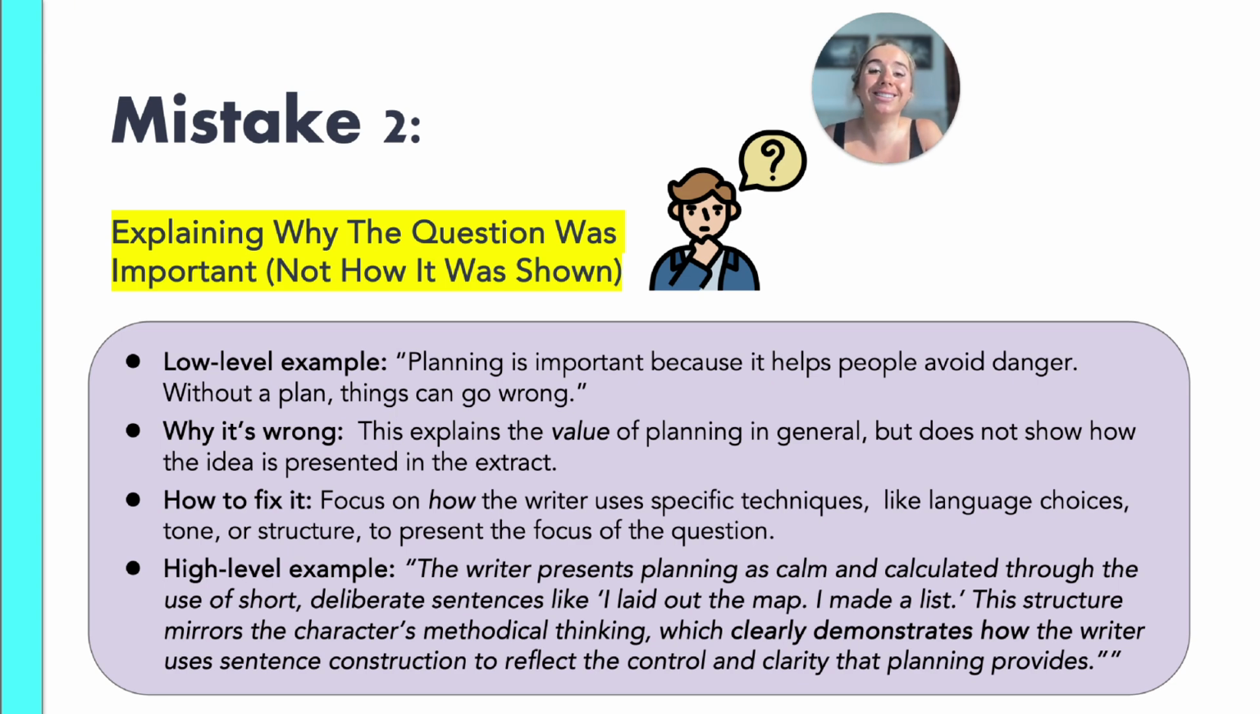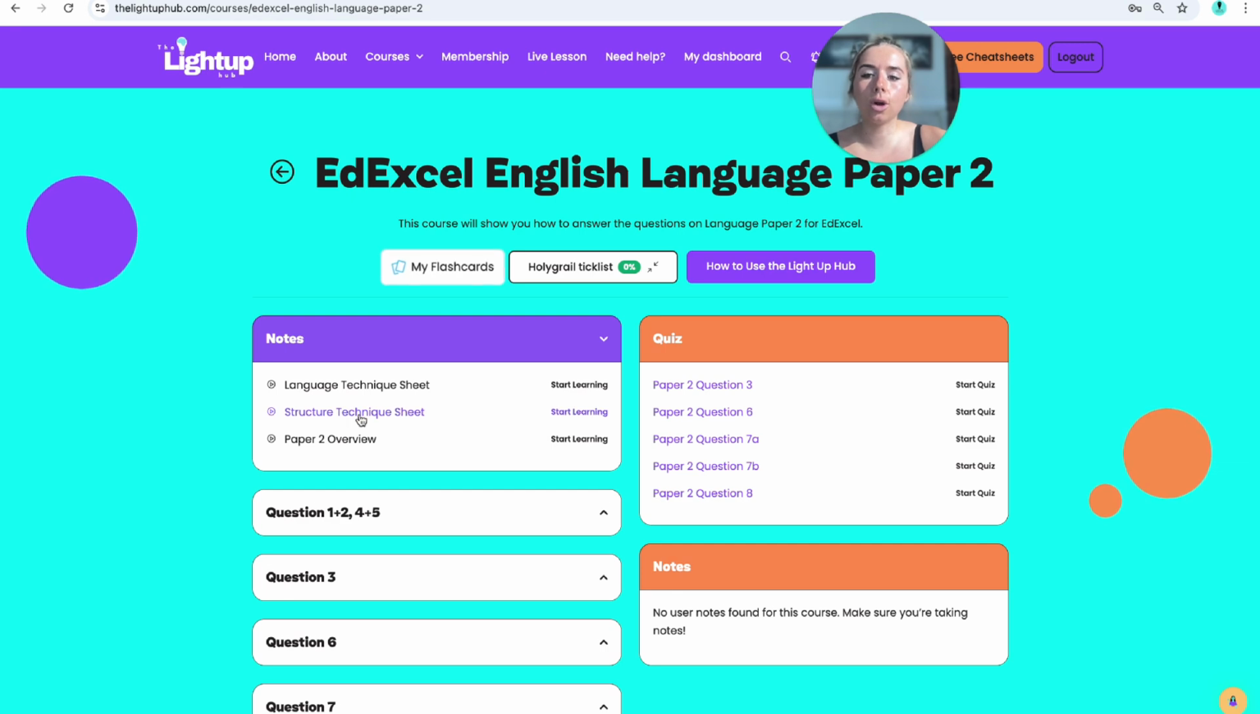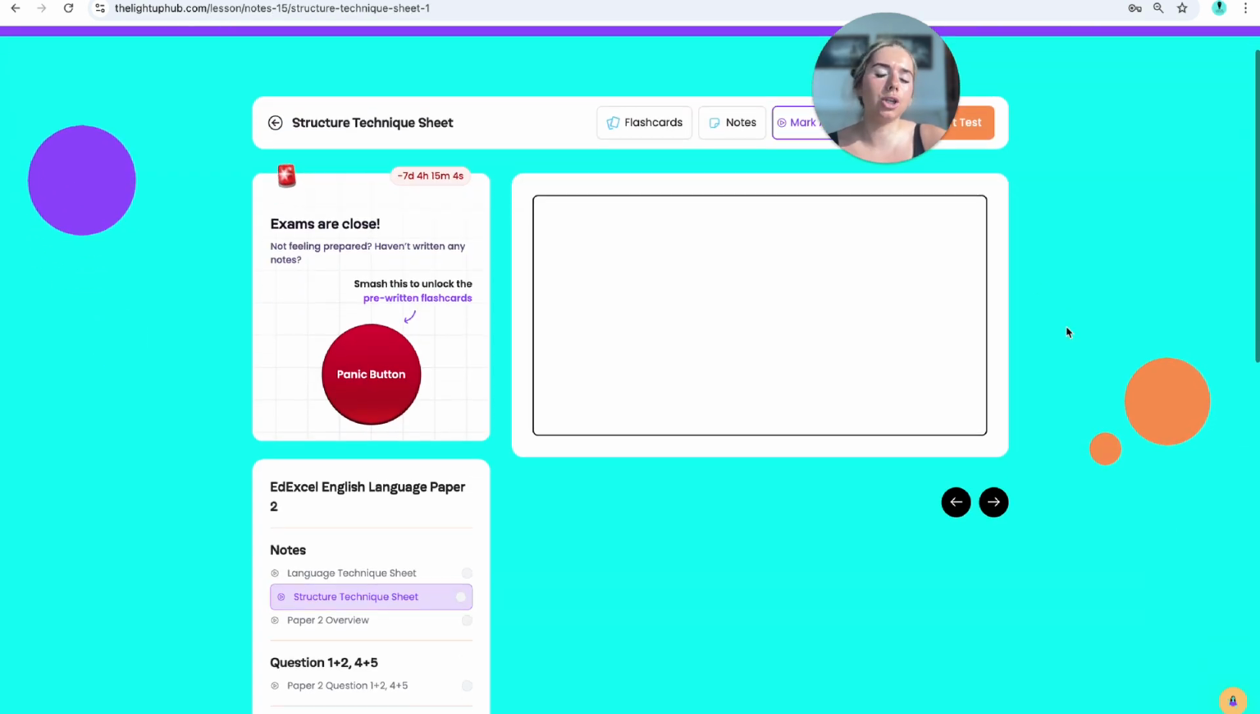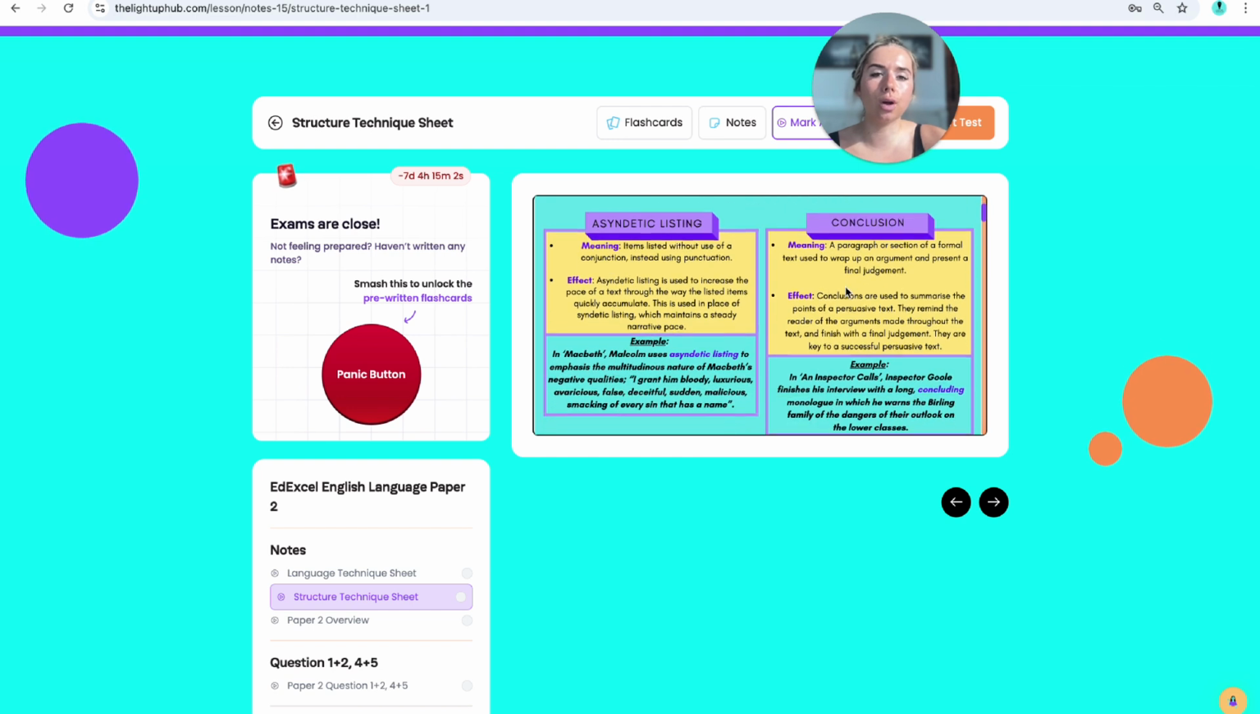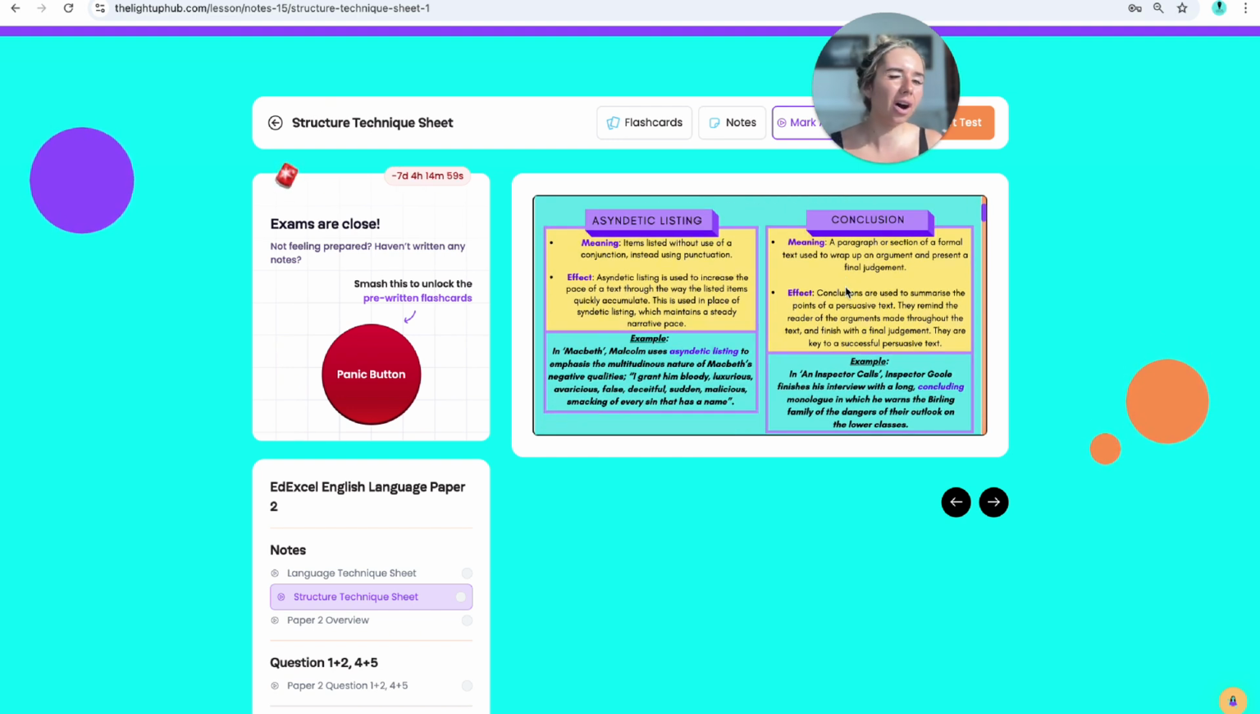So many students, I can't even tell you, so many students mess up effects of techniques. Now, if you're not sure about effects of techniques, you should really know or pre-learn language techniques and structure techniques and know the effects of them. For example, let's go on a structure technique sheet here. What I would do is go through and make sure that I've revised at least 5, maybe 6 different structure techniques and their effect. So for example, asyndetic listing, I know is to increase the pace of a text. So if I spot an asyndetic list, which is also a very impressive structure technique if you can remember that, then all I've got to do is remember, okay, it increases the pace of the text, and then just link it back to the statement.